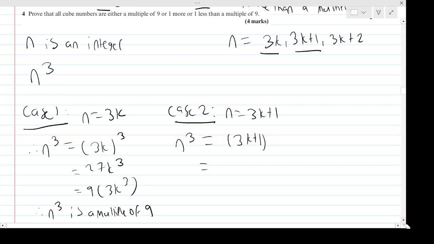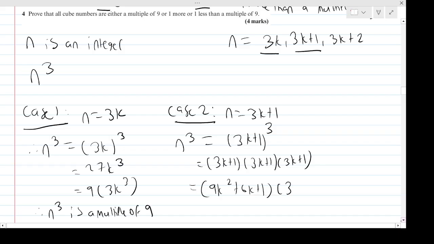Okay, I'm going to do this a bit step by step. So n cubed is (3k plus 1)(3k plus 1)(3k plus 1). Okay, so let's expand the first 2 brackets first. So that's going to be 9k squared plus 3k plus 3k, which is 6k, add 1. Then times that by 3k plus 1.